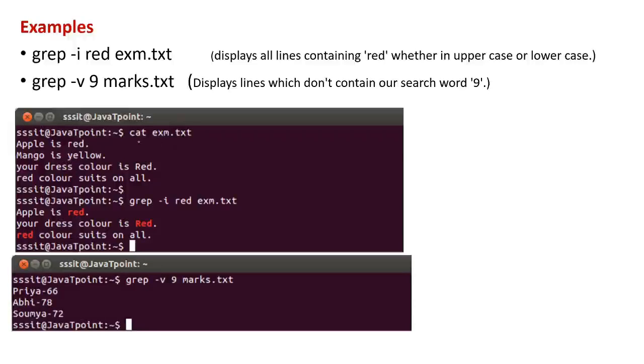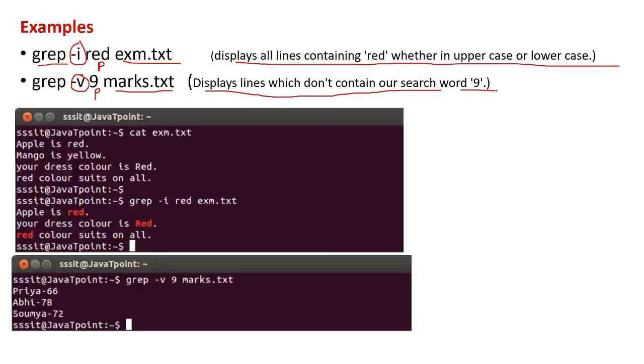So you can see here an example. We have used the grep keyword and the option -i, and this is the pattern and this is the file name. So this displays all lines containing red, whether in uppercase or lowercase. In another option we have used -v, this is the pattern and this is the file name. So this displays lines which don't contain the word 9.